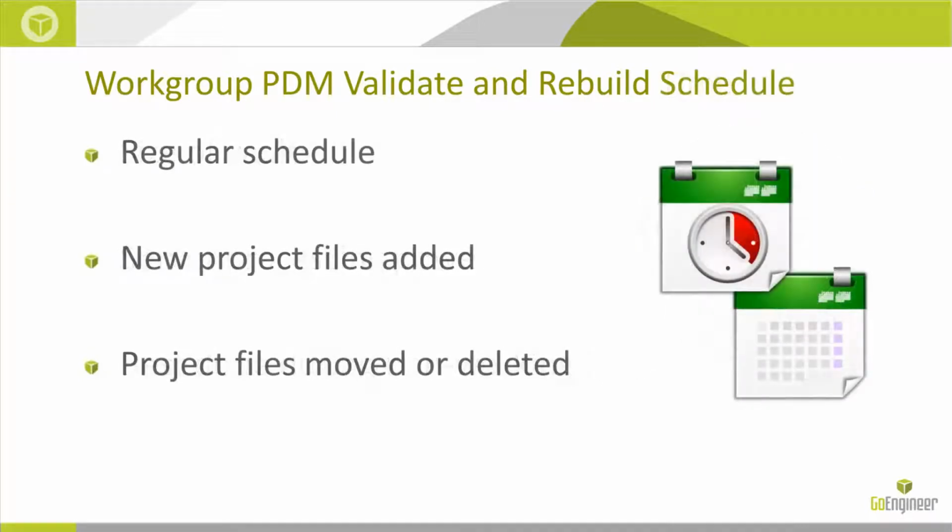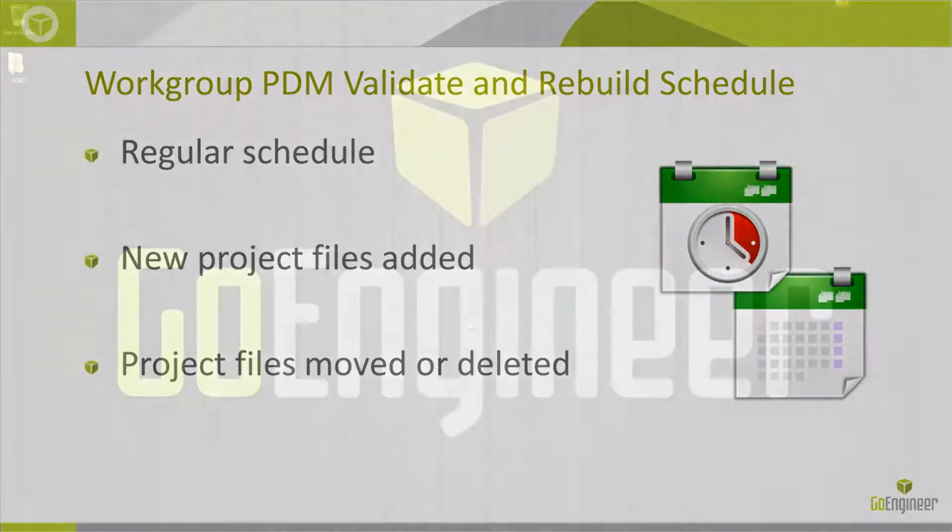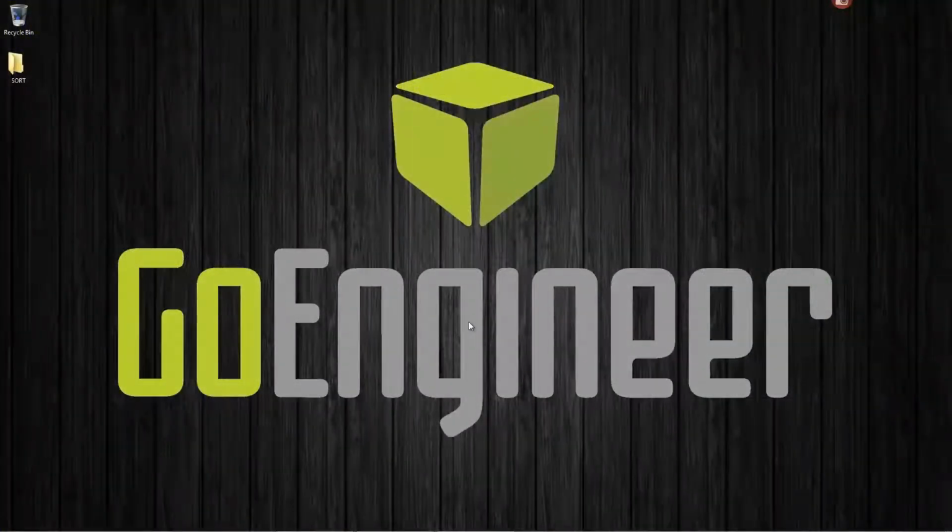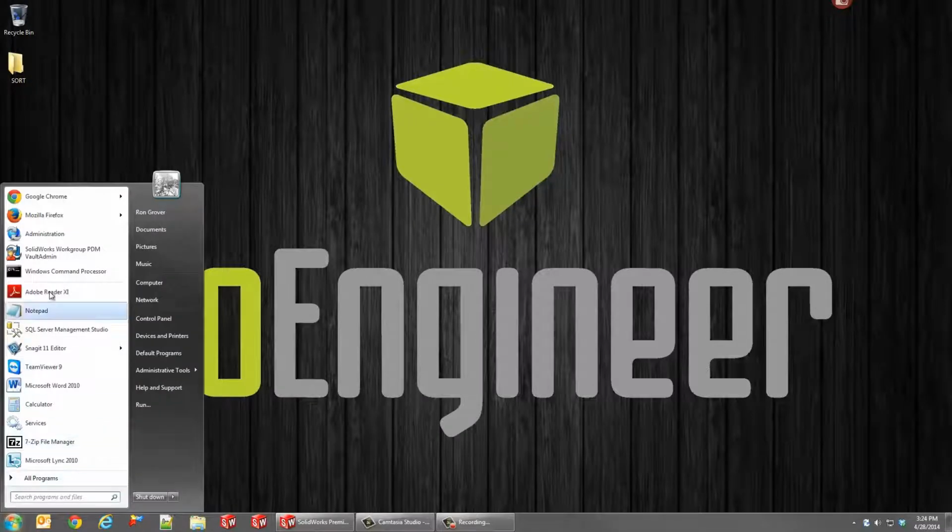It is also good practice to validate and rebuild the Vault metadata on a regular schedule, such as every month, and at any time new projects and their files are added or removed from the Vault. The Workgroup PDM Vault validation tool goes through each project in the Vault to make sure every document is valid.